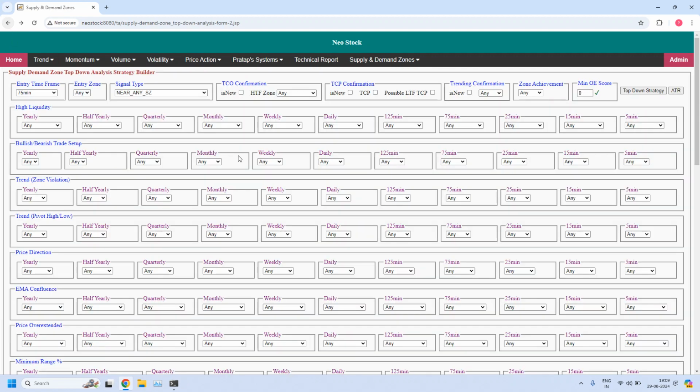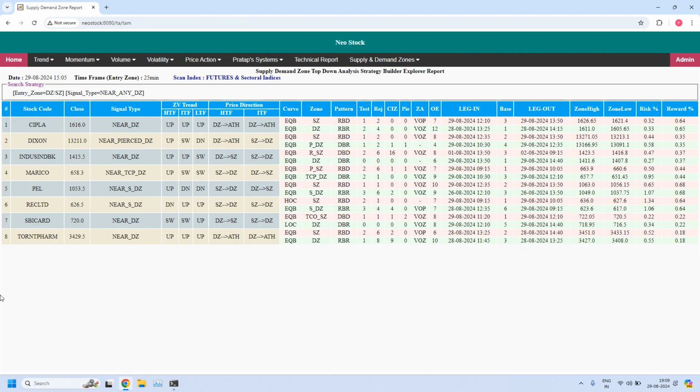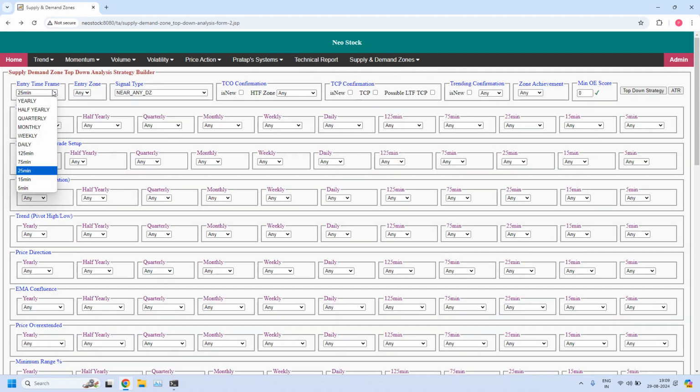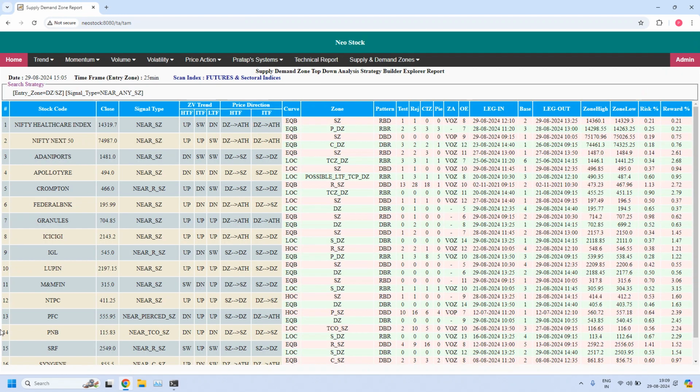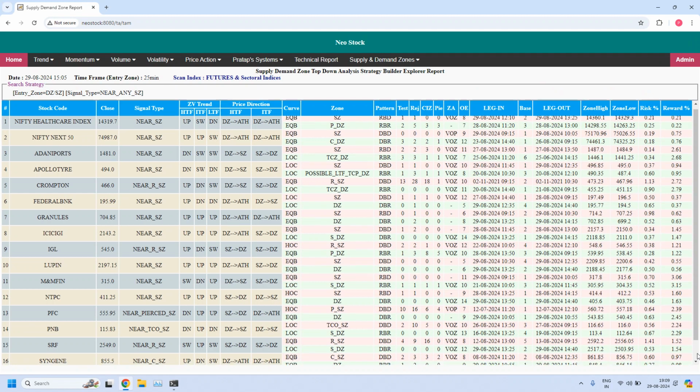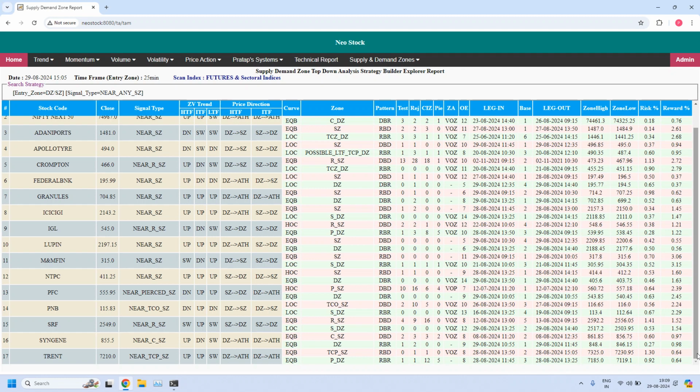So next time frame is 25 minutes. Let us find the stocks near 25 minutes demand zone. 8 stocks are filtered. Next report for 25 minutes time frame, let us find the stocks near 25 minutes supply zone. So this is the filtered list. So total 17 stocks are filtered.